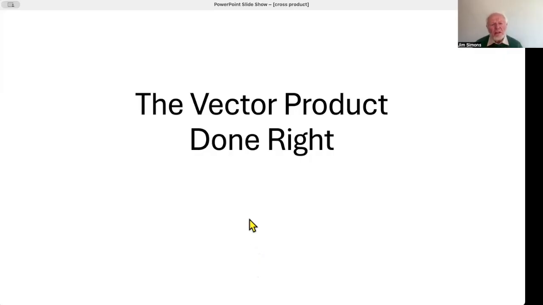Hello. Today I'm talking about the vector product or cross product. I'm doing that because I've been teaching it recently and I looked at some textbooks and I decided they were all got it a bit backwards, really. So this is my title, The Vector Product Done Right, because I think there's a better way to do it.